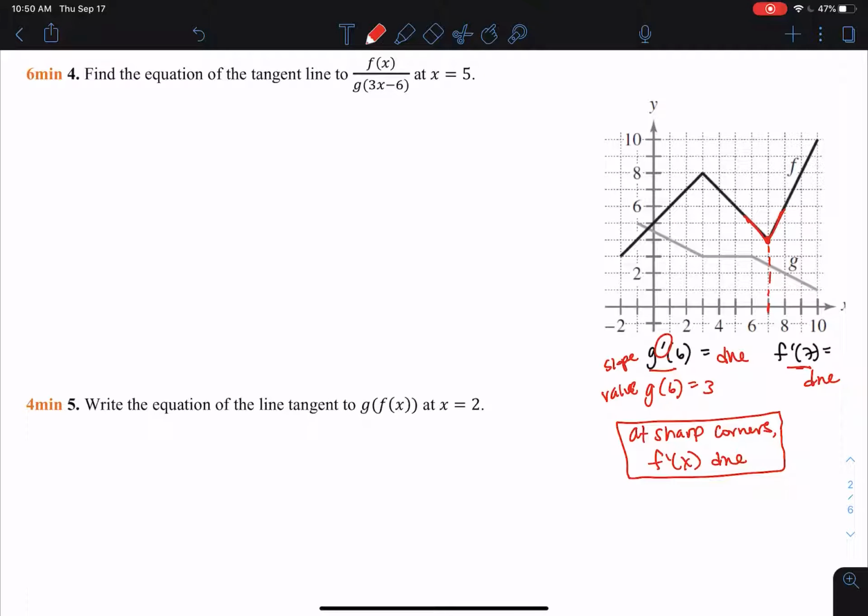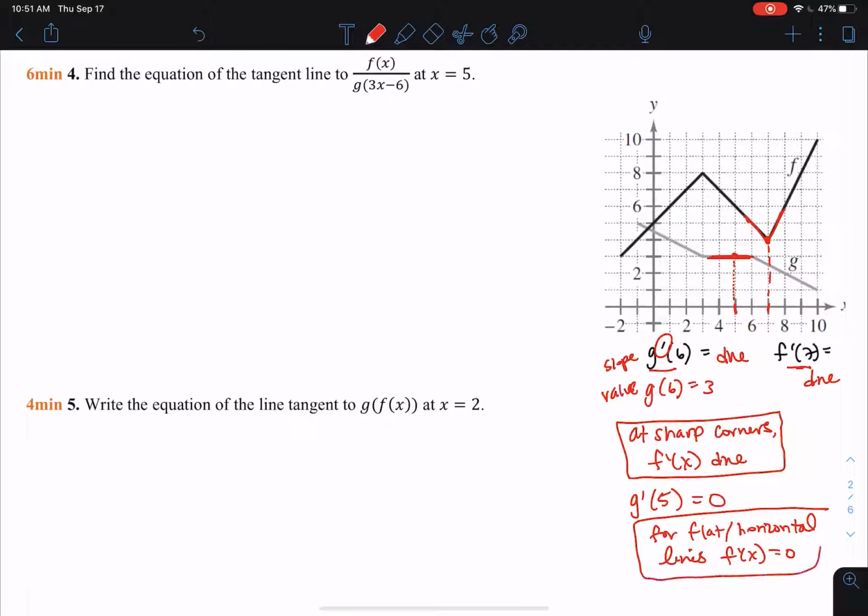Let's say I wanted g prime of 5. Try this one yourself. There's 5. What's the derivative, or what's the slope here? The slope of any flat line, you should know, is 0. Slope of any flat line is 0. So you're learning that as well. So for flat, by flat I mean horizontal lines, the slope always equals 0.